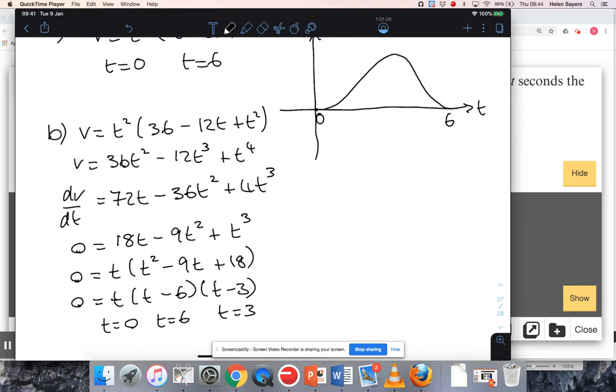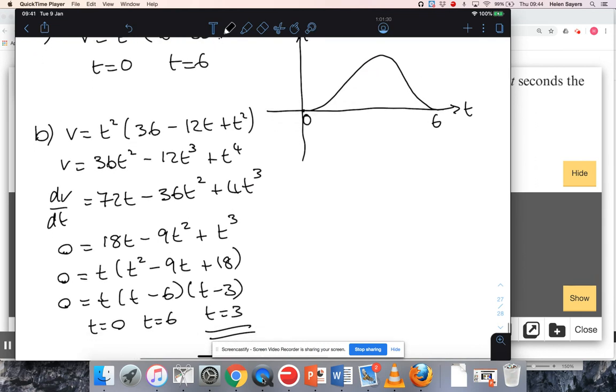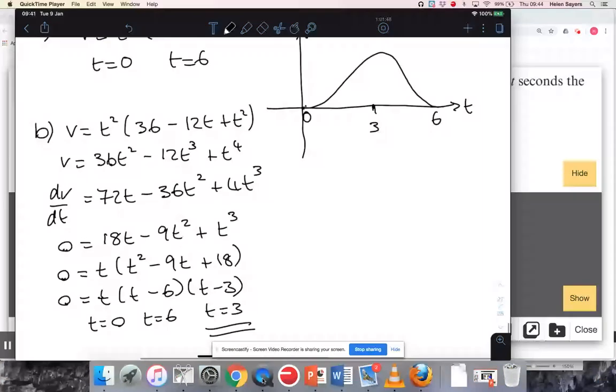Now you might notice something about that, and some of you might have already sussed this, particularly if you had a neat sketch on your graphical calculator, or if you can remember your quartics, that it is going to be symmetrical. So it does make perfect sense that t is 3. If you were completely confident about that, you could have just used t as 3. It does make sense that it's the midpoint between 0 and 6.